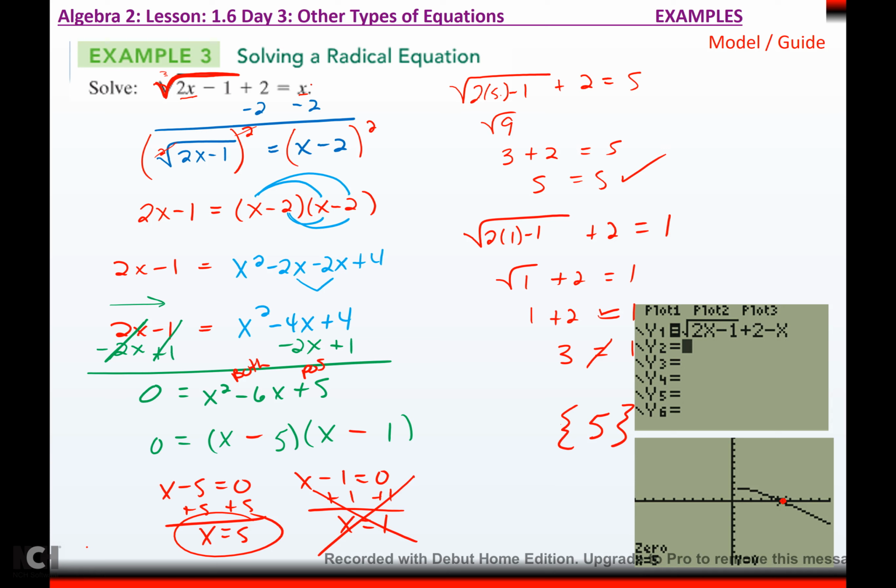I had to get everything on one side, so I had to move the x over, but then I typed it in, calculated to 0, and you can see that it only crosses at 5. It does not cross at 1. It's right mathematically. It just doesn't fit in the context of this problem, so we throw it out.